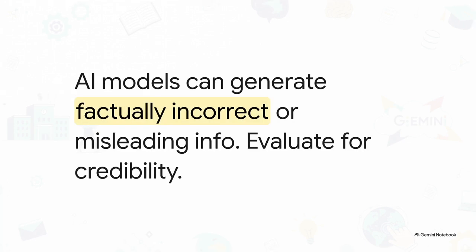Now, beyond data privacy, we also have to talk about your reliability as academics. Look, generative AI models can and will confidently generate completely fabricated information, and they do it in a very convincing way. We call these hallucinations. You must always evaluate the information for credibility. Gemini does have a built-in double-check feature. Please make sure you're using it.